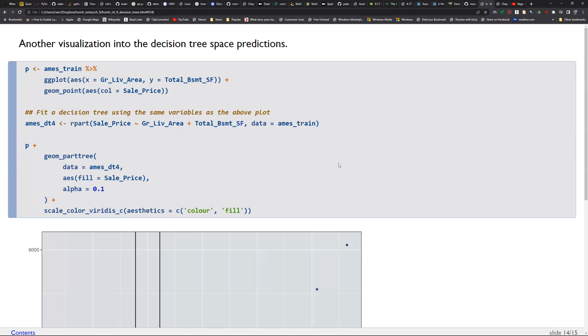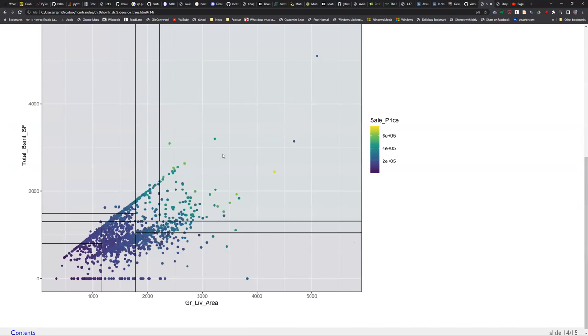So let's do another visualization to see how that space has been split. And good for Angel that he preempted this visualization. So let's take a look at the interaction between gross living area and total basement. These are the first two variables that are most important to that decision tree. So let's plot that first, and this is the plot.